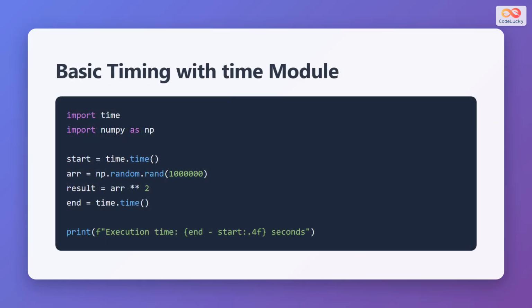Let's start with the simplest method, basic timing using Python's built-in time module. Import the time and NumPy modules. Record the start time before your operation. Create a random array with 1,000,000 elements and square each element. Record the end time after the operation completes. Finally, print the execution time by subtracting the start time from the end time. This method is straightforward and works well for quick measurements, though it only gives you a single measurement without statistical reliability.